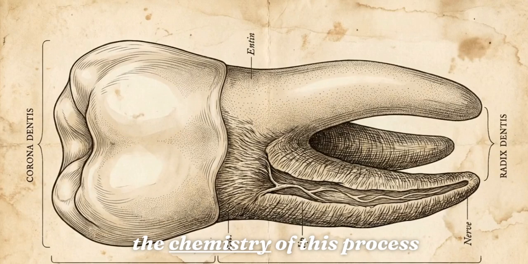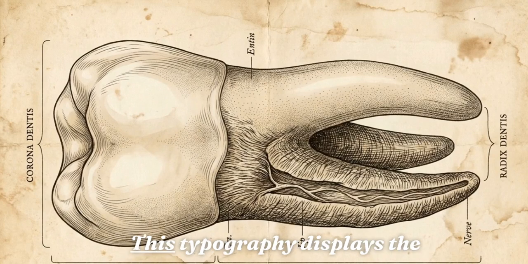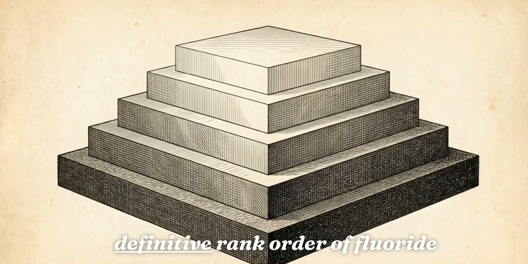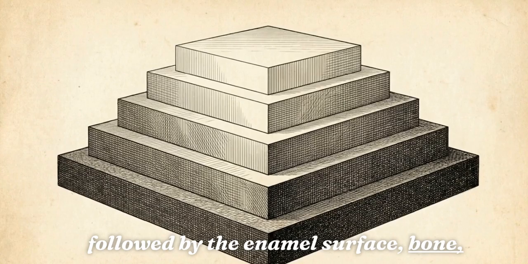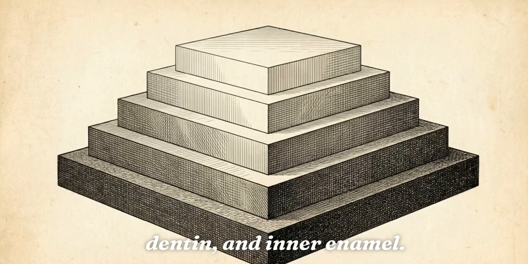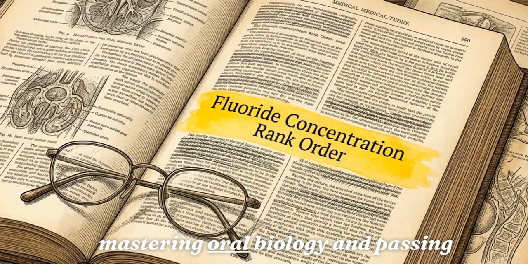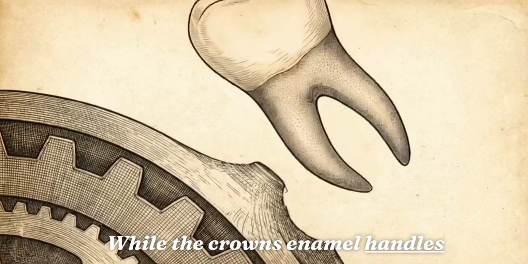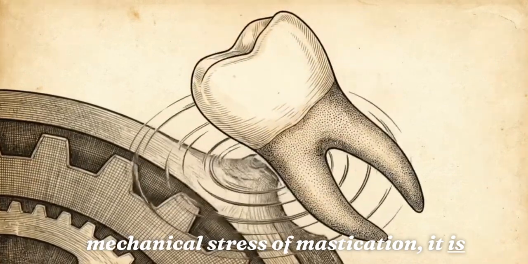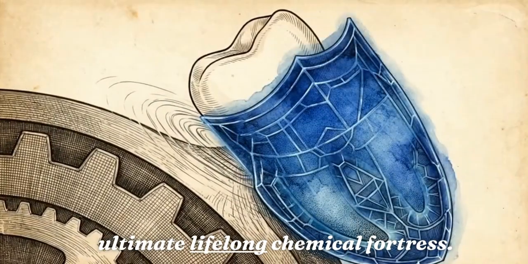Understanding the embryology and the chemistry of this process culminates in a single, highly testable hierarchy of dental hard tissues. This typography displays the definitive rank order of fluoride concentration. From highest to lowest, cementum, followed by the enamel surface, bone, dentin, and inner enamel. Memorizing this precise ranking is a mandatory requirement for mastering oral biology and passing clinical board exams. While the crown's enamel handles mechanical stress of mastication, it is the porous, cellularly entrapped cementum that serves as the body's ultimate lifelong chemical fortress.